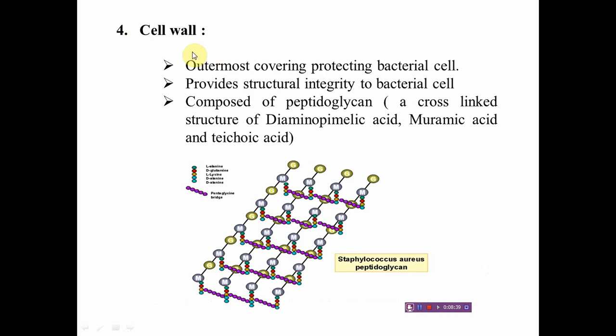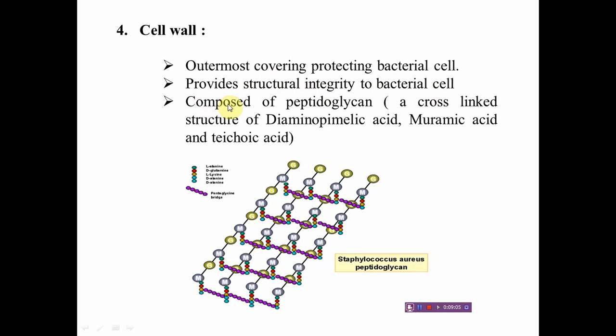The cell wall is the outermost covering protecting the bacterial cells. Most of the time, the cell wall is the outermost covering, as in the case of non-capsulated bacteria. It provides structural integrity to bacterial cells. The cells have a definite shape and size because they are surrounded by a rigid cell wall.